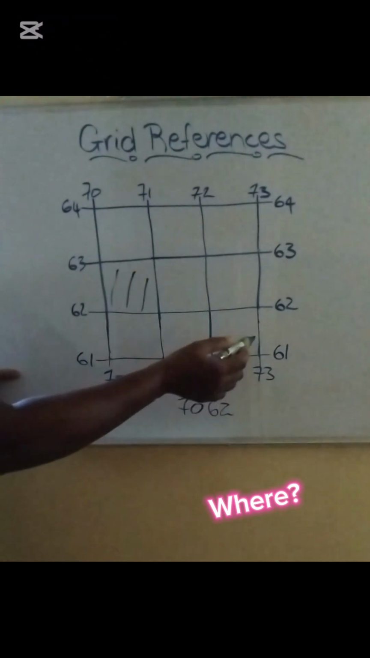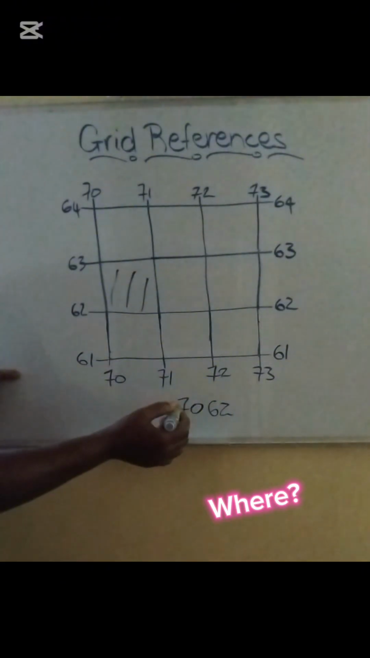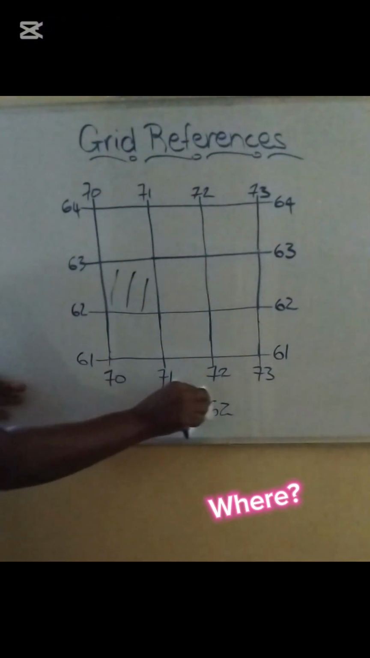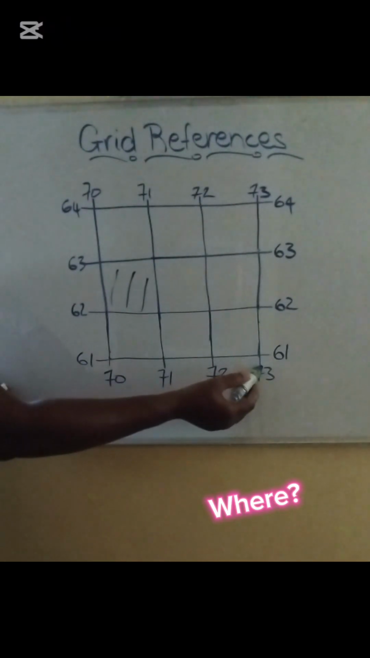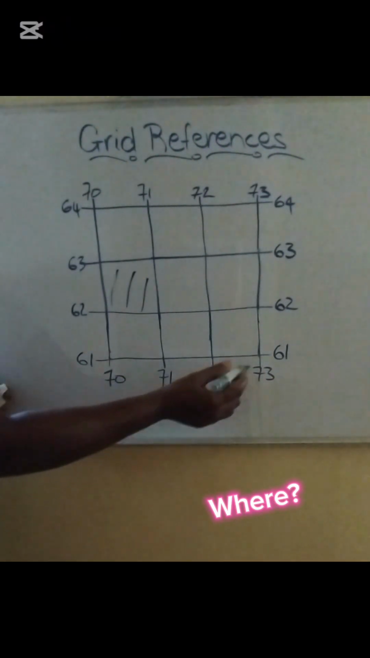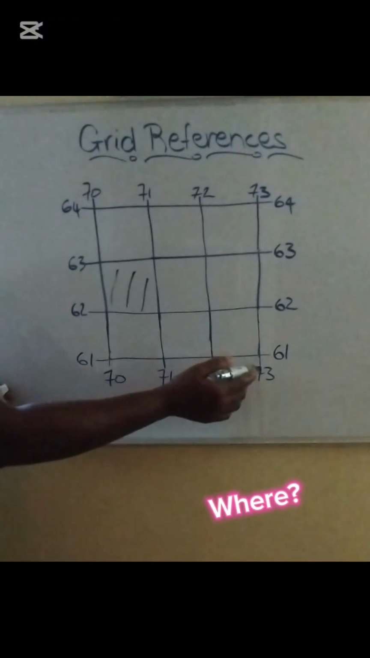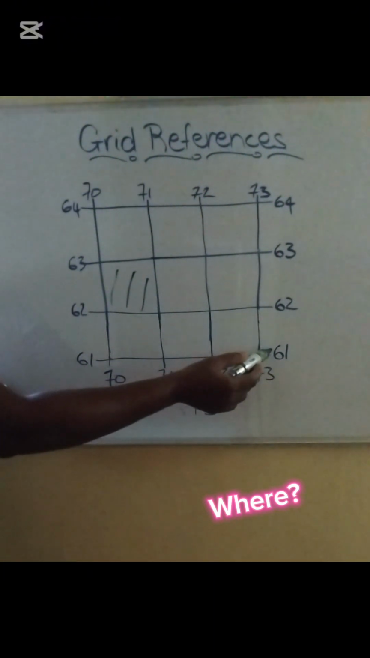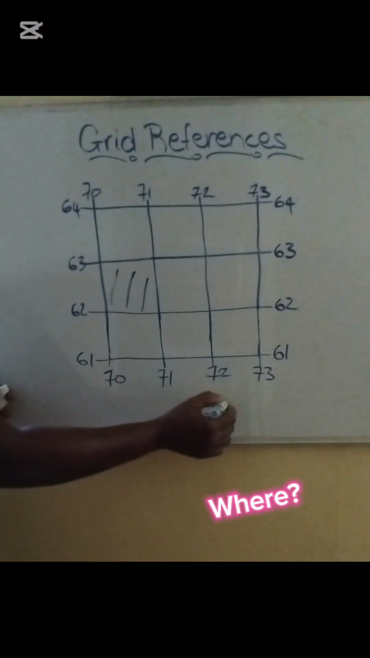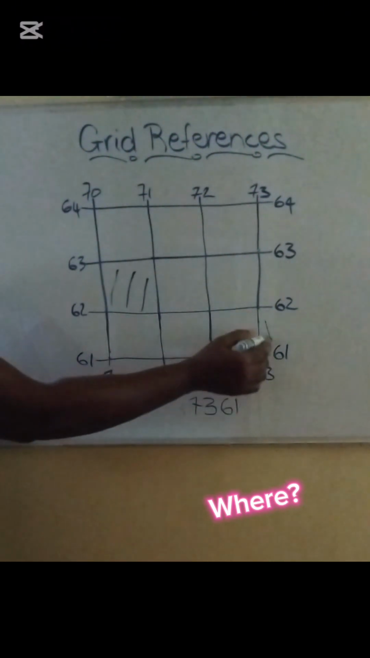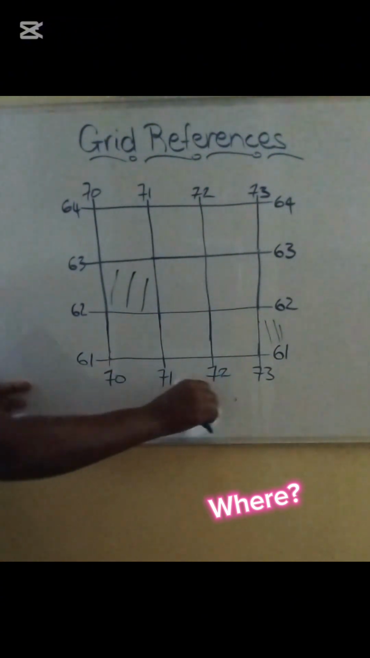Let's look at naming this one here. It's not a full grid, but we can name it. Okay, so we can see that it would have passed the line for 73, so we know it's still within 73. Okay, and we can see also that it is 61, so that this grid would be 73, 61.